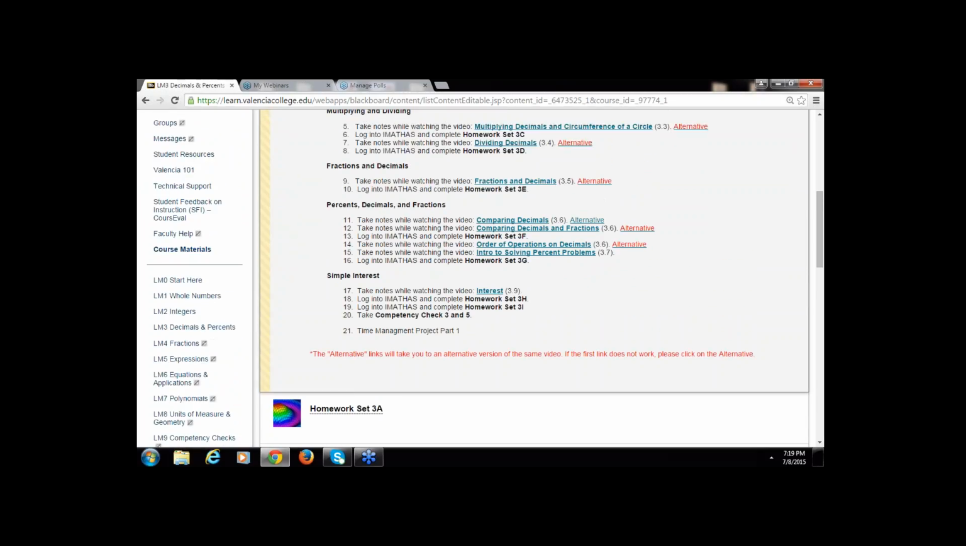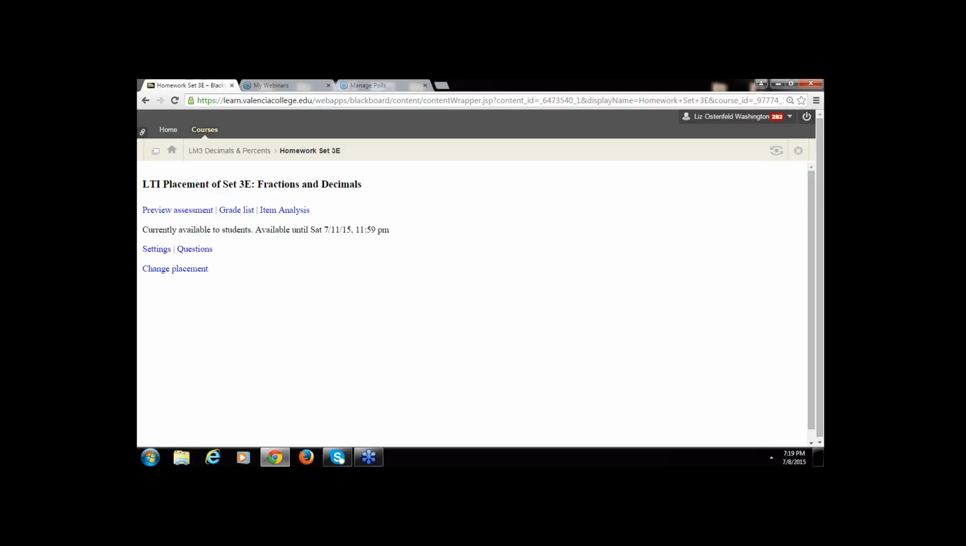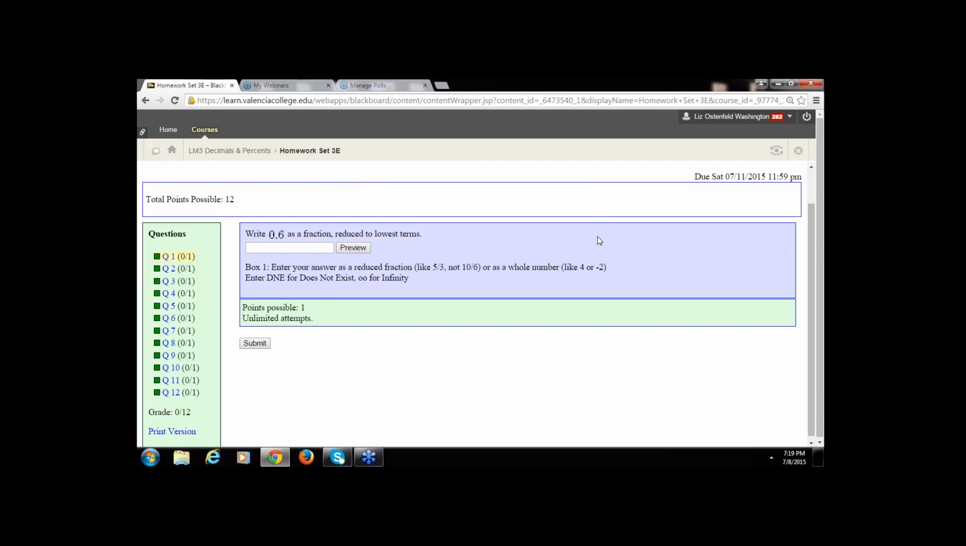Let's see, we've got fractions and decimals. And then we have comparing decimals and fractions. So let's look at 3E and see what they have there. Just let me know if you see something that you are struggling with. In question number 1, it says to write the decimal 0.6 as a fraction.